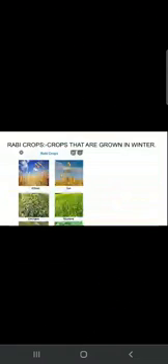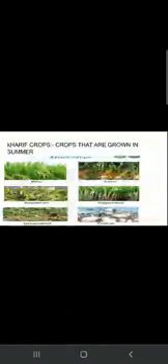Next, what do you mean by crops? Crops are nothing but plants that are grown on a farm in large numbers. Different crops require different kinds of soil, climate and amount of water to grow. There are two types of crops: rabi crops as well as kharif crops.